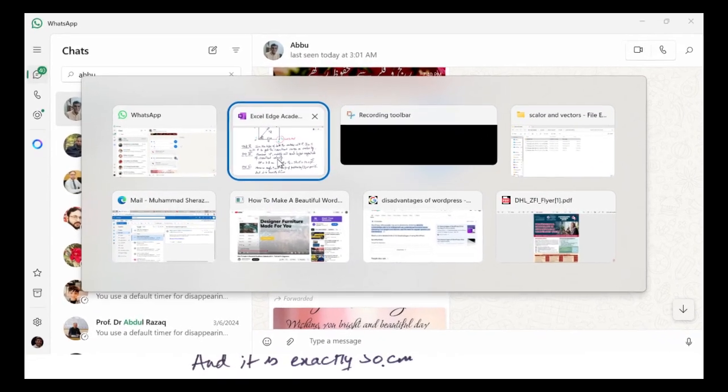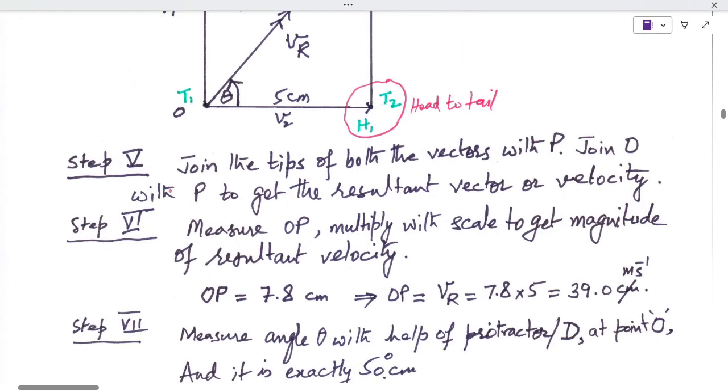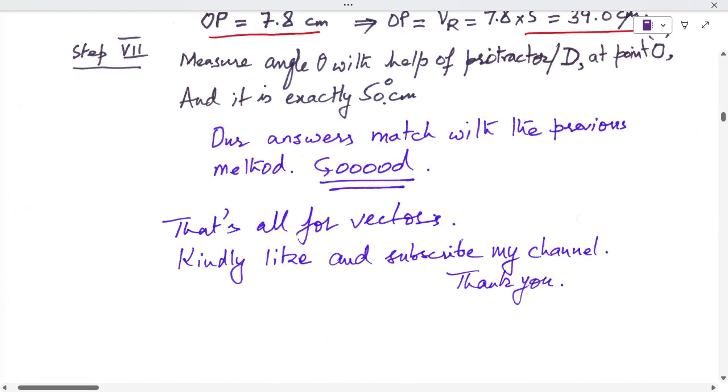Page 6, the length of vector OP was 7.8 centimeter, and when we multiplied it with the scale, it came out to be 39 meter per second. In step 7, we have to measure angle theta with help of protractor or D at point O, and it is exactly 50 degrees. So we are quite happy with the answers.